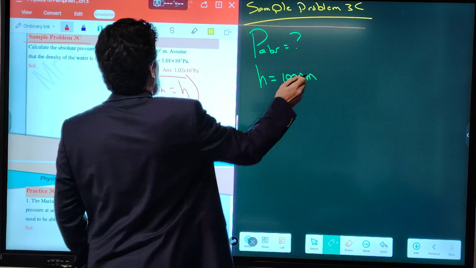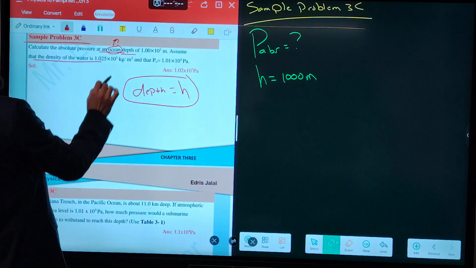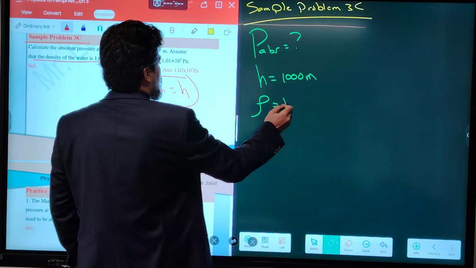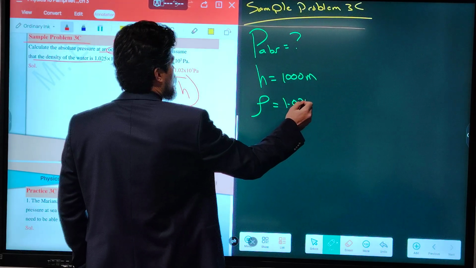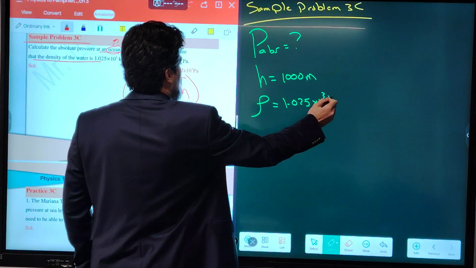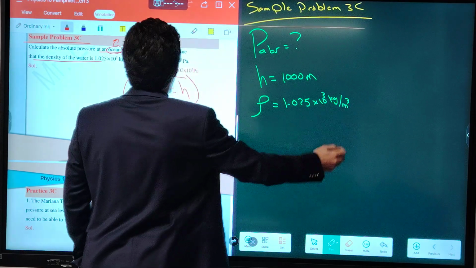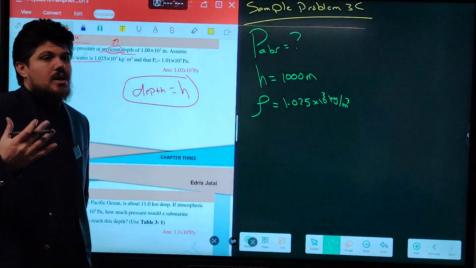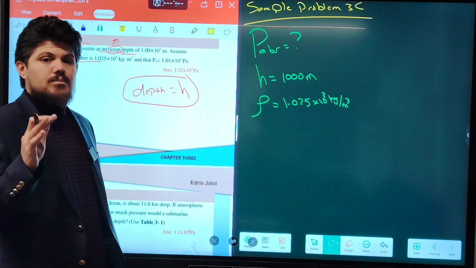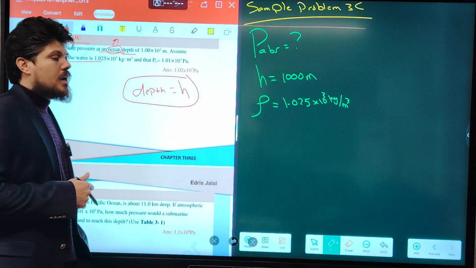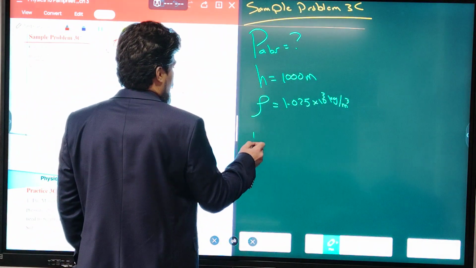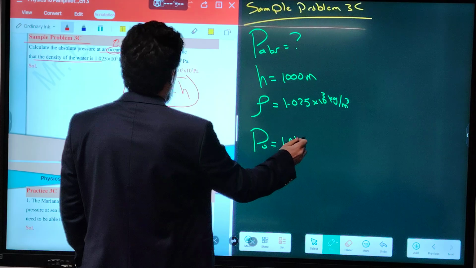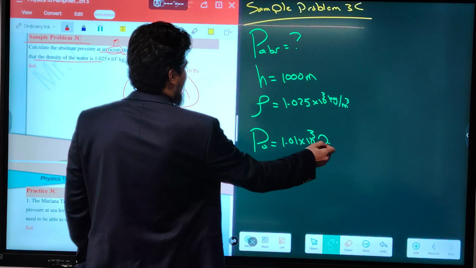Assume that the density of the seawater is given as 1.025 times 10 power 3 kilogram per meter cube. And P naught is given, but when P naught is not given, you have to memorize this atmospheric pressure. Sometimes it is not given in the question. I will not give you, guys, be careful. 1.01 times 10 power 5 Pascal.